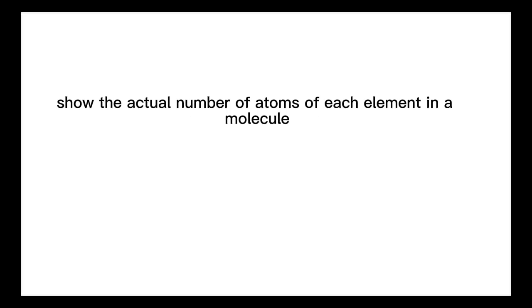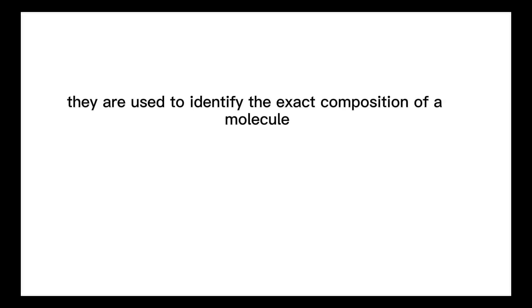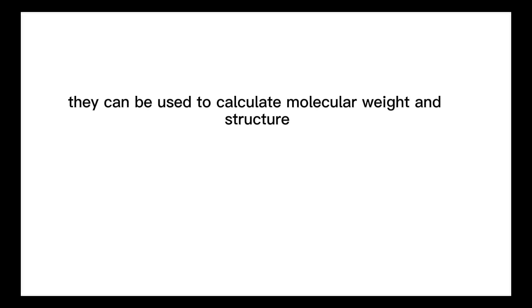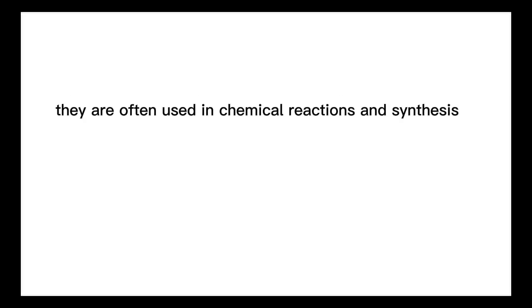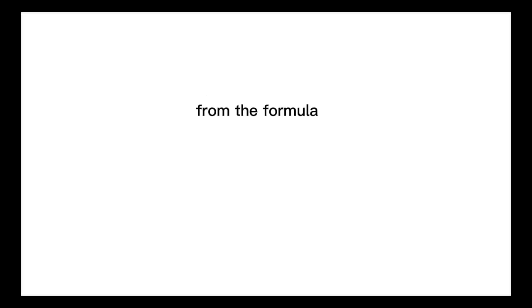Molecular formulas show the actual number of atoms of each element in a molecule. They provide more information than the empirical formula. They are used to identify the exact composition of a molecule. They can be used to calculate molecular weight and structure. They are often used in chemical reactions and synthesis. What is the relationship between empirical and molecular formula?